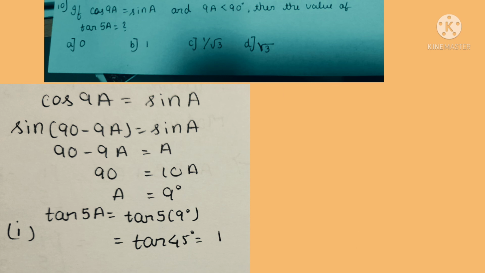So in short, sin of 90 minus 9A is equal to sin A. Sin is common on both sides, so we get 90 minus 9A is equal to A. So 90 is equal to 10A, in which we took the minus 9A to the right hand side. So A is equal to 9 degrees. Then what will be the value of tan 5A? So tan 5A is nothing but tan 5 times 9 degrees. So 5A is 45 degrees. So tan 45 will be 1.